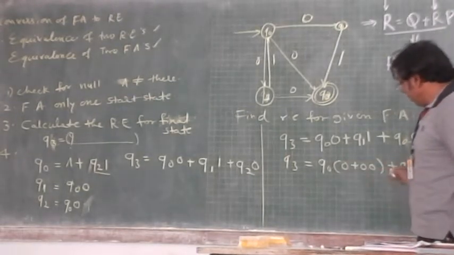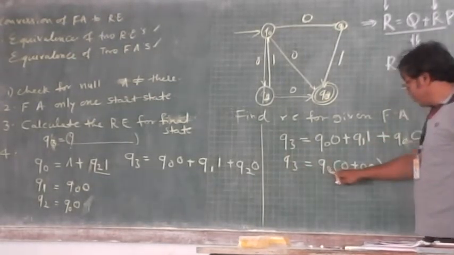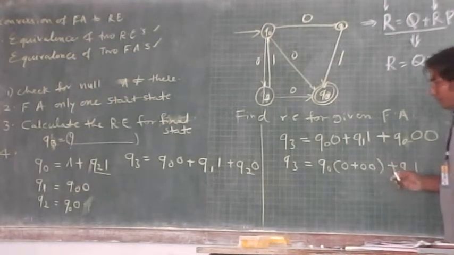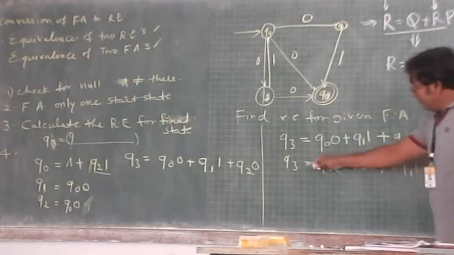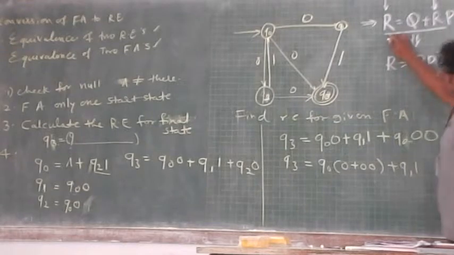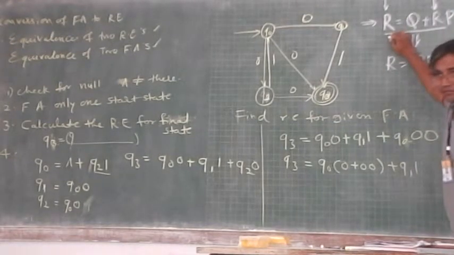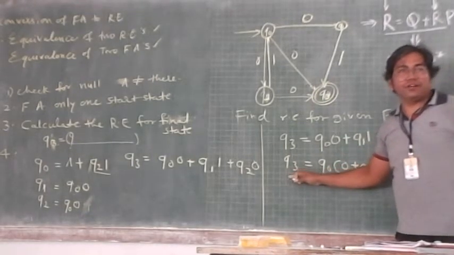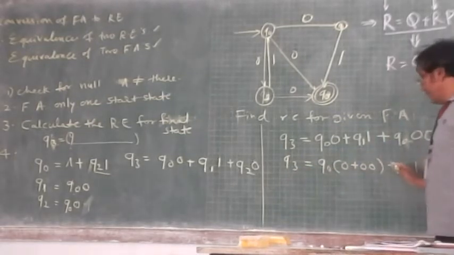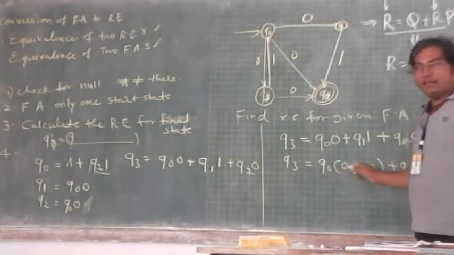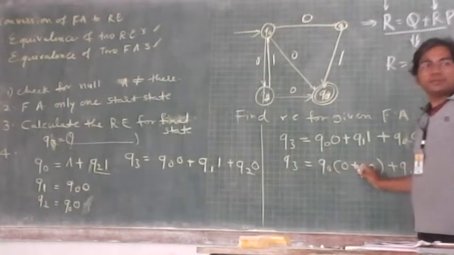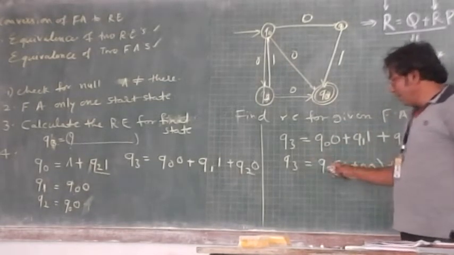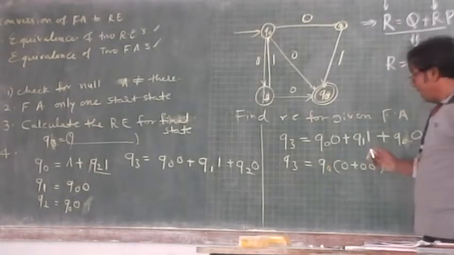So here you can see that I am having Q3, here Q0, here Q1. Does this particular expression look similar to this pattern? Here Q3 is at the left hand side. It clearly means that if you want to apply Arden's theorem, Q3 must be somewhere followed by some expression like P. Here I am not finding it. So Arden's theorem cannot be applied here. So what I need to do is replace Q0 and Q1 further.